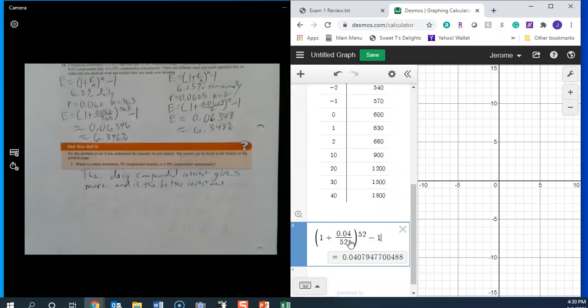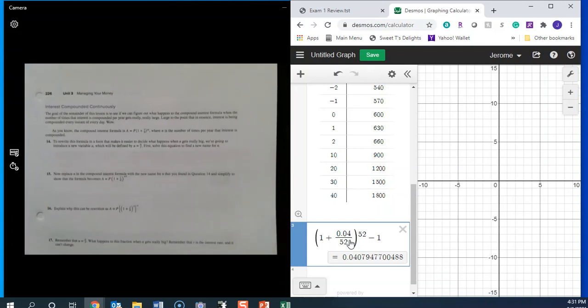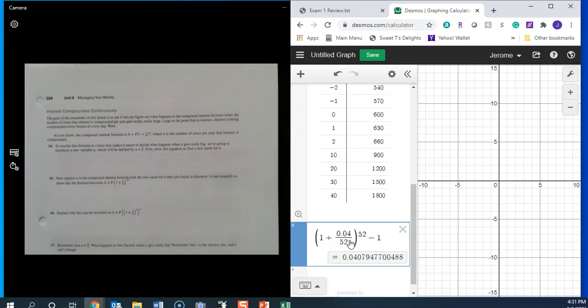Okay, now we move on. We're down to, I believe, the last 2 pages. Yes. Okay, interest compounded continuously. It says the goal of the remainder of this lesson is to see if we can figure out what happens to the compound interest formula when the number of times that interest is compounded per year gets really, really large. Large to the point that in essence, interest is being compounded every instant of every day.